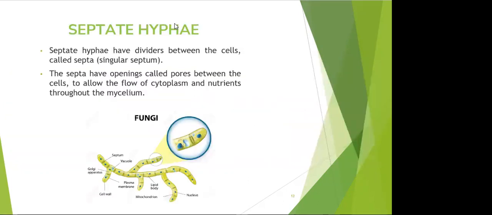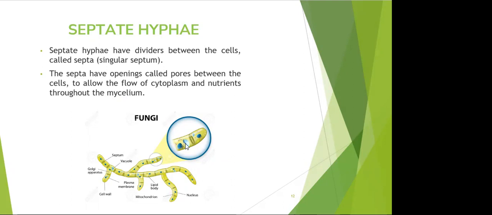So first I'll discuss the septate hyphae. Septate hyphae have dividers between the cells, which are called septa, singular septum, and the septa have openings called pores between the cells to allow the flow of cytoplasm and nutrients throughout their mycelium. Although the septa separate the cells in some hyphae, the cellular components, including the nucleus, can fit through the pores.